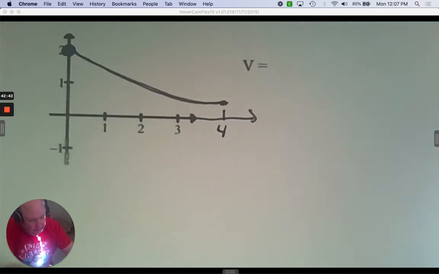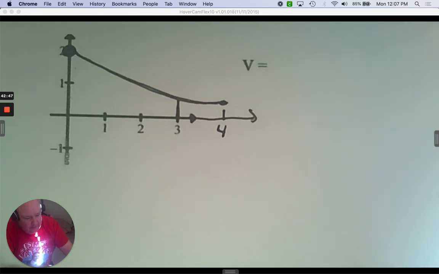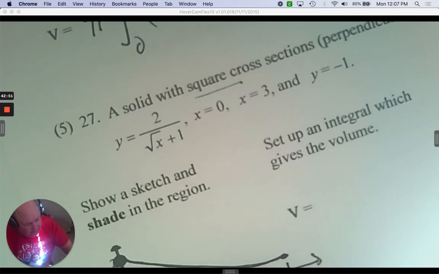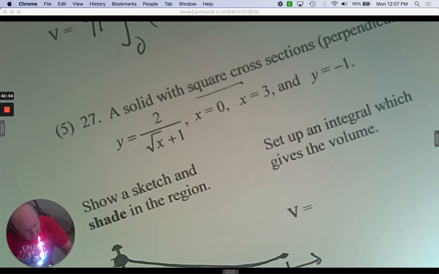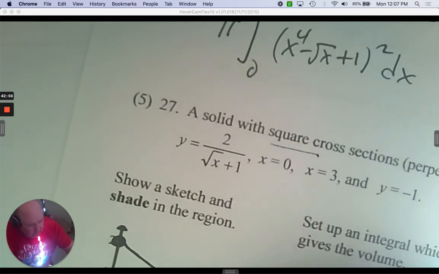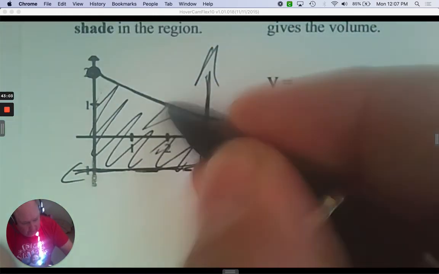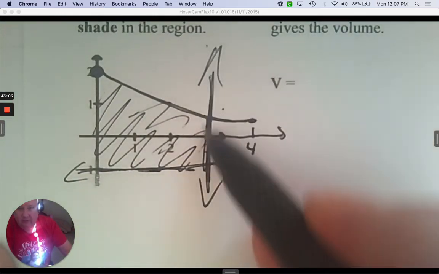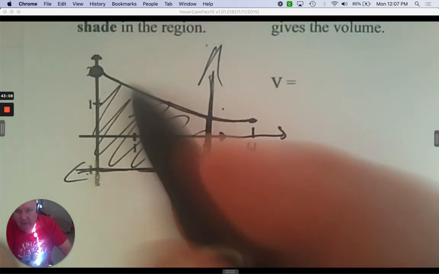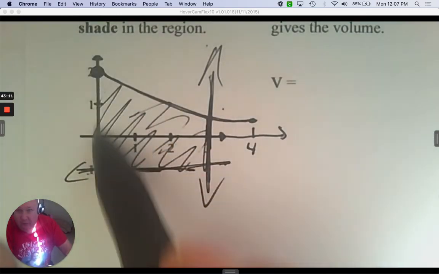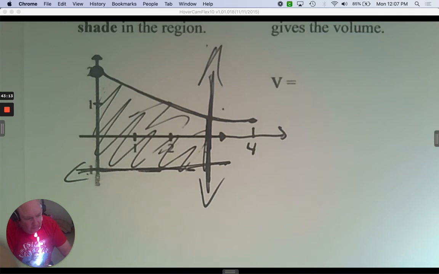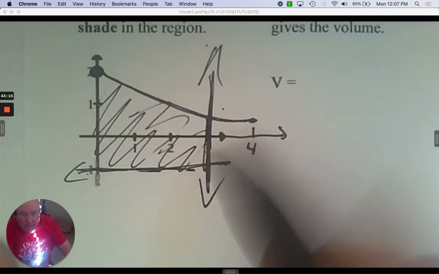And then I am going from 0 to 3. And we have y equals negative 1. So that is the area that we're talking about. So you have the curve, x equals 3, y equals negative 1. That's x equals 0 shaded in. So the question is, what's the volume using square cross-section?